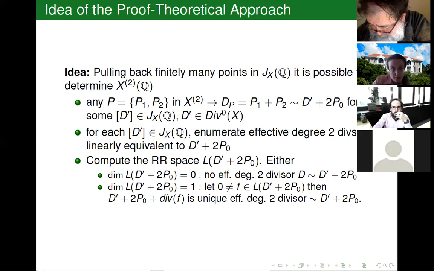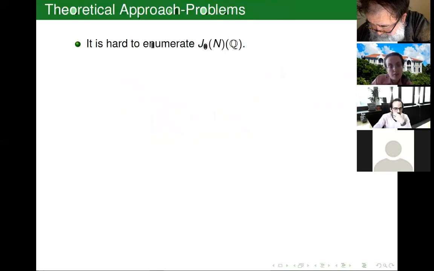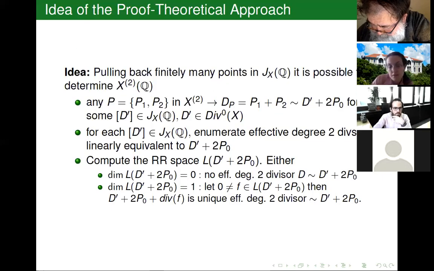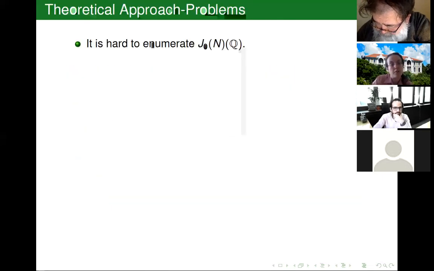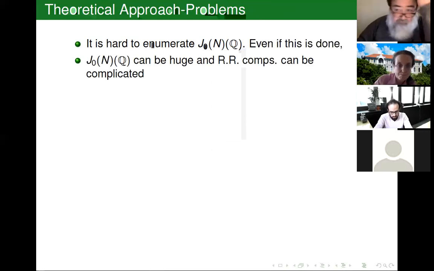However, this theoretical approach most of the time doesn't work, because there are several problems. One of them is everything relies on enumerating the rational points on the Jacobian, which is something extremely hard most of the time. Not even like, it's not possible to do this computationally.